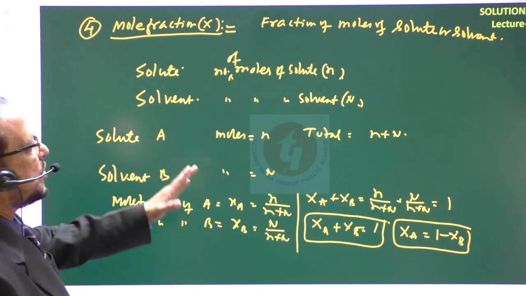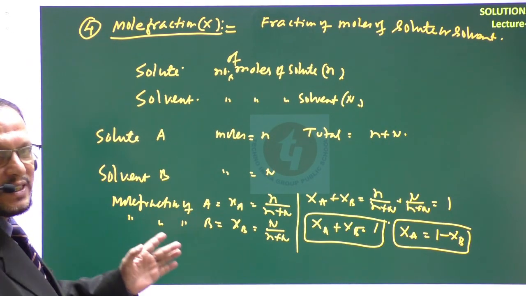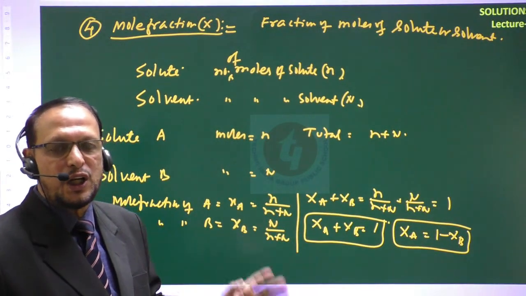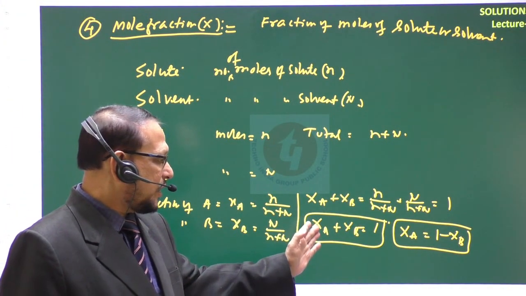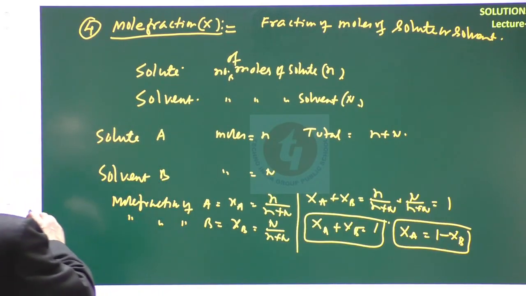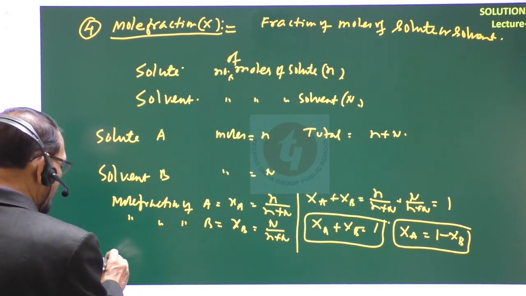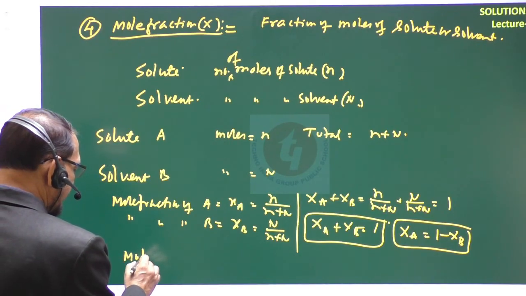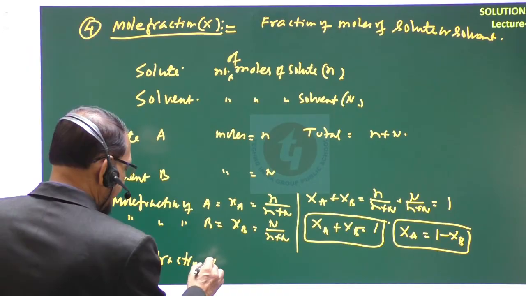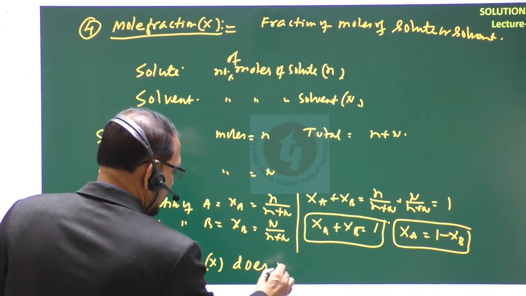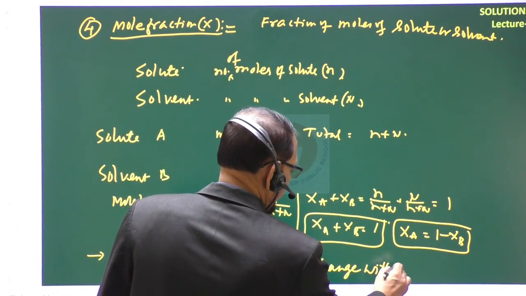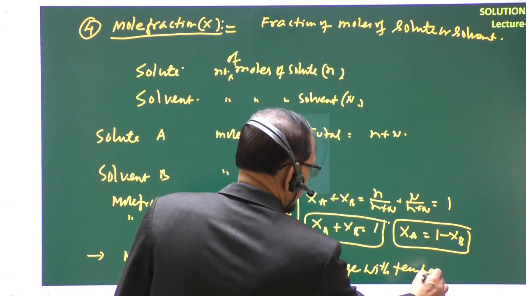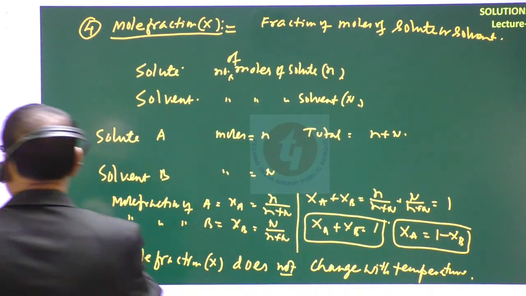Now already we have discussed the mole fractions. The mole fraction is the fraction of moles of solute or solvent. That means it is the individual moles of solute or individual moles of solvent. Total mole fraction of two components is equal to XA plus XB, that is 1. Mole fraction does not change with temperature, because it depends on the mass and does not depend on the volume.